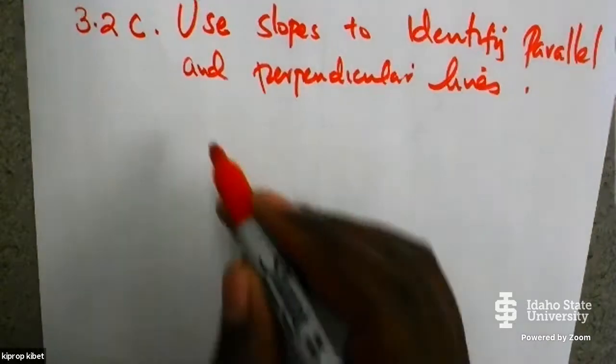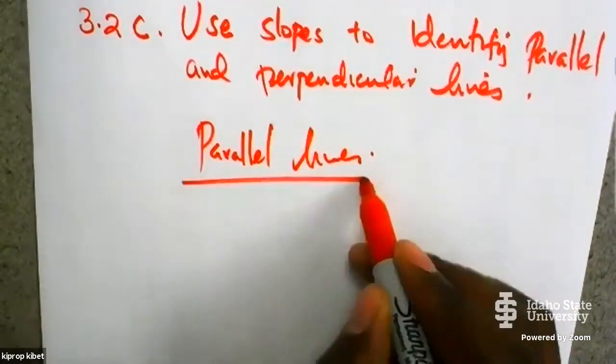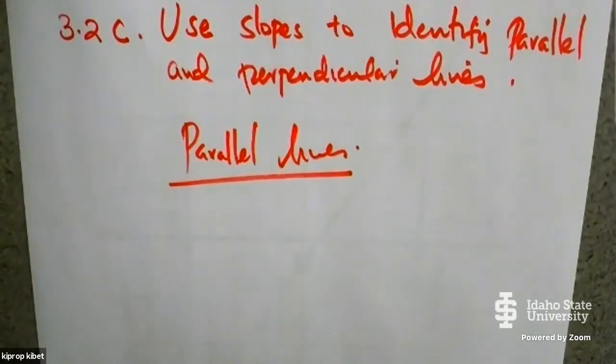Now, let's start from parallel. So we know parallel lines, there are two lines which never meet. So it's either on the X, on the Y. So they have two lines, or they are going this way, or they are going that way. Okay. So two lines that have the same slope.